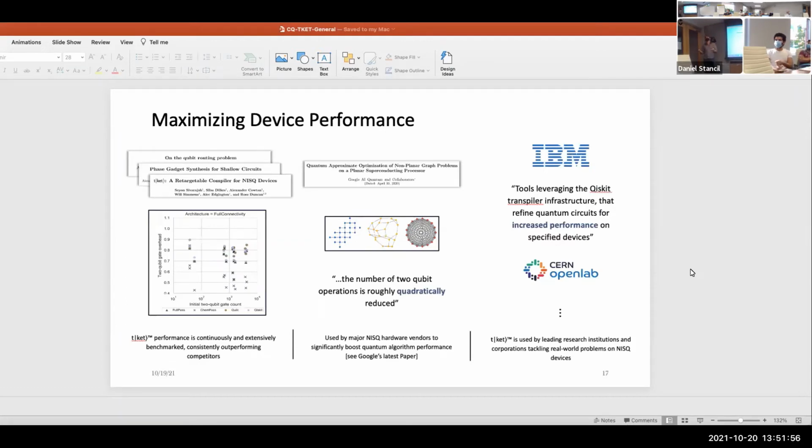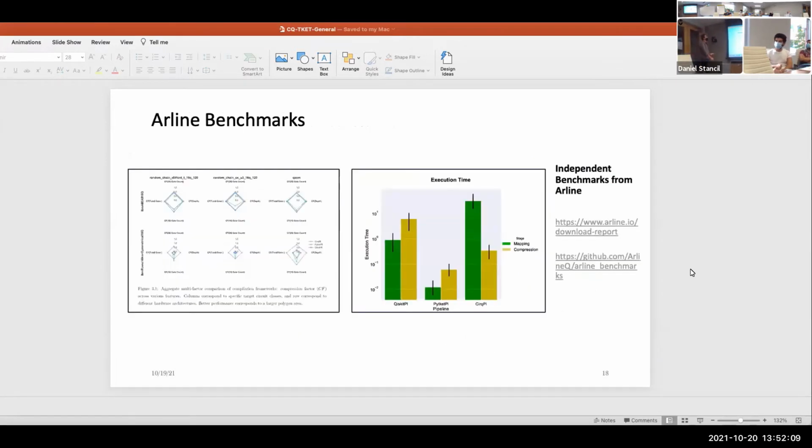So obviously we use Ticket for our own algorithm development. Many other groups have been using it as well. So these are some of the articles that have been written by other groups, including IBM and Google and even CERN for some of their development. And they've had very favorable results.